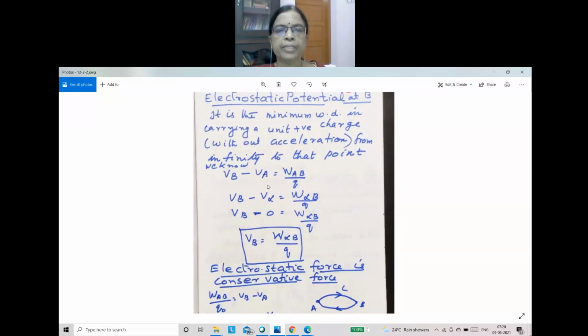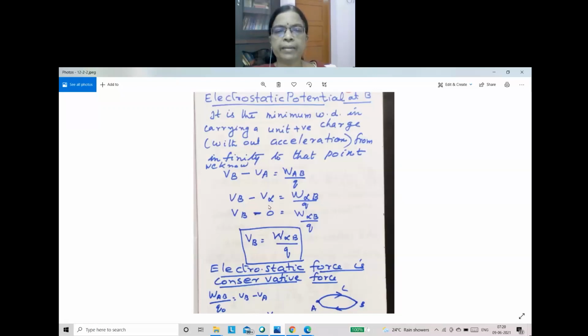So VB minus VA is equal to WAB by Q. Work done to bring the charge from A to B divided by Q. So it becomes a unit positive charge. Work done to bring a unit positive charge from A to B. That is the potential difference.